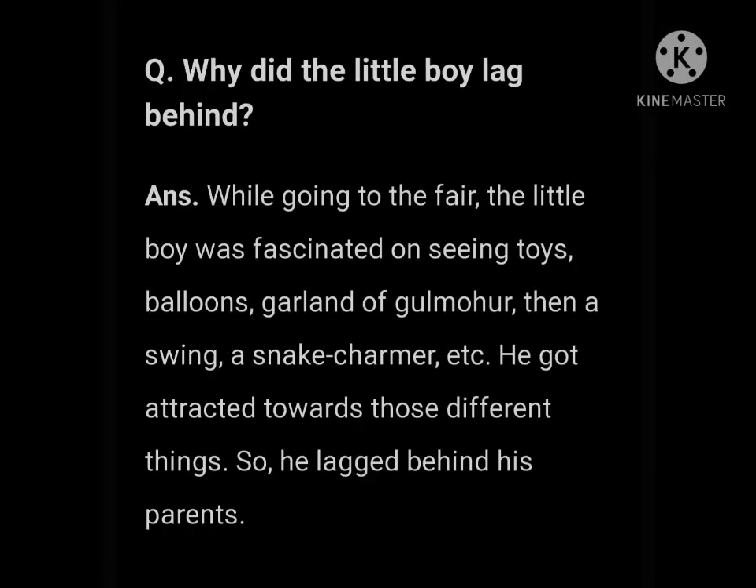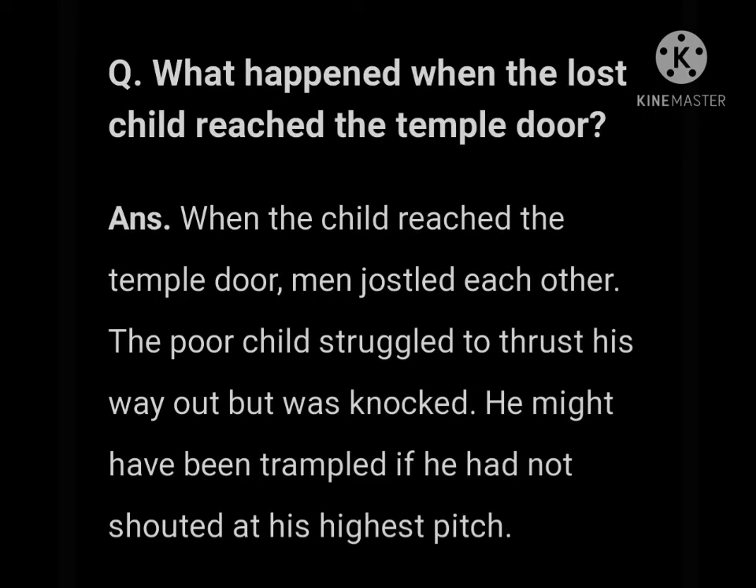Next question is, why did the little boy lag behind? That is in the fair. In the fair, why did he lag behind? While going to the fair, the child was fascinated by a number of things. What are the things that he saw? Why didn't he ask his parents to buy them? The reason why his parents would refuse to buy them. Each is an important question. You have to study it. Here generally we can say that he was fascinated by toys, balloons, a garland of flowers, a swing, a snake charmer, etc. Next, what happened when the lost child reached the temple door?